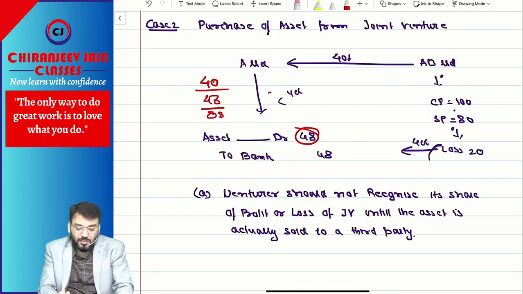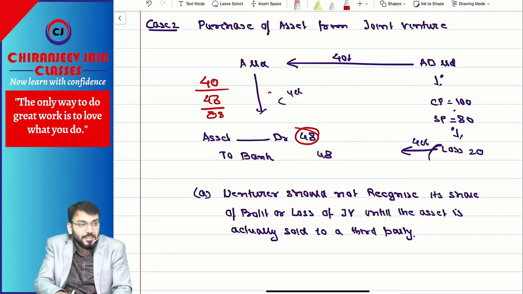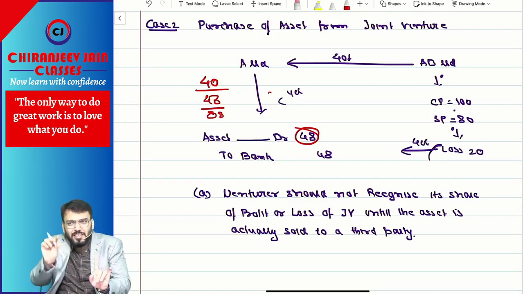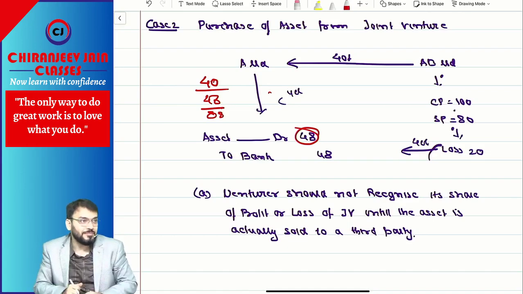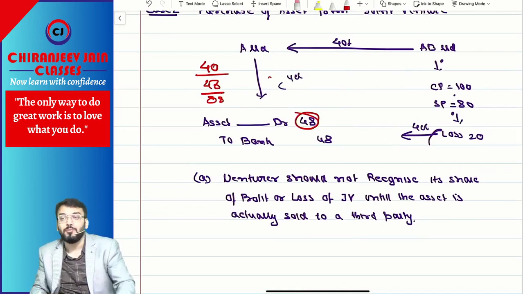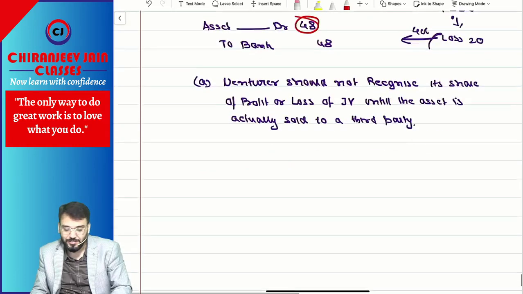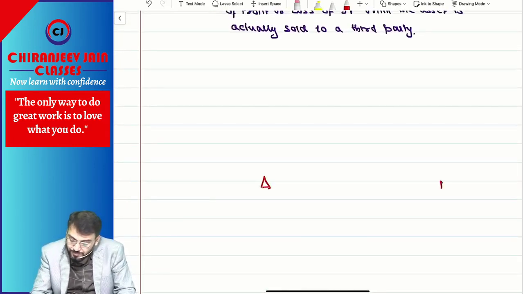Means can I say a 100 rupee asset is now coming in the books of A Limited at 88, so automatically it is reduced. But that is the share of loss of the other party. Means they have not recognized their share of loss. Why? Because it is not sold to a third party. Once it is sold to a third party, that 8 rupees loss will also be recognized by A Limited. Not able to understand? One second, listen, because this question is given in the book.